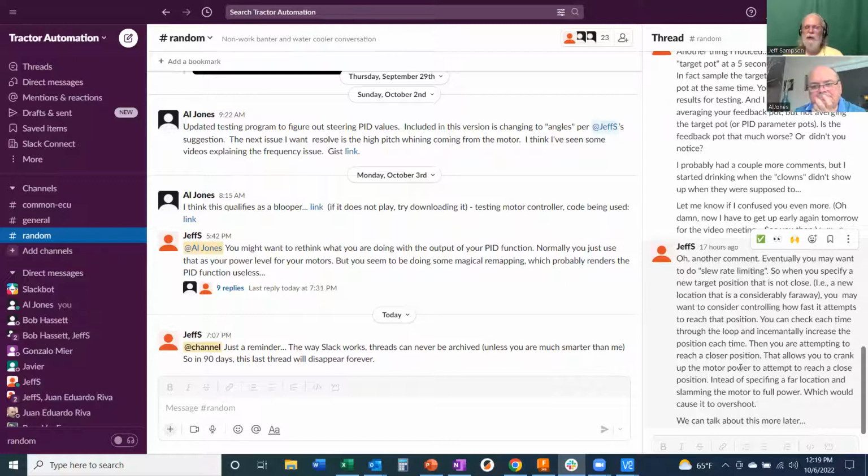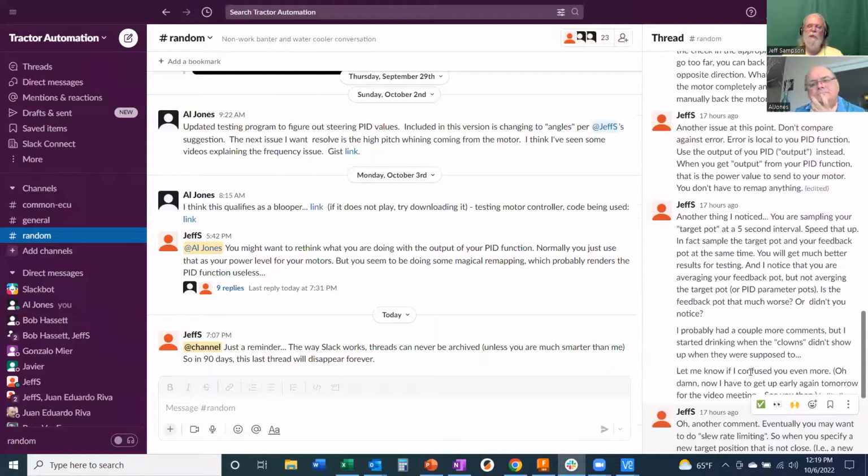You can make everything an angle and feed that into your PID and it will work. Or you can feed everything as A to D counts from both pots and feed that in, and it'll work. Or you can read the target A to D and convert it to an angle, and then convert that angle back into whatever the other pot's reading. Any one of those should work.